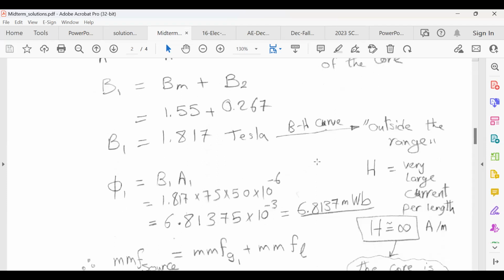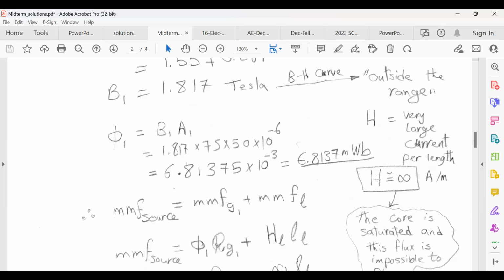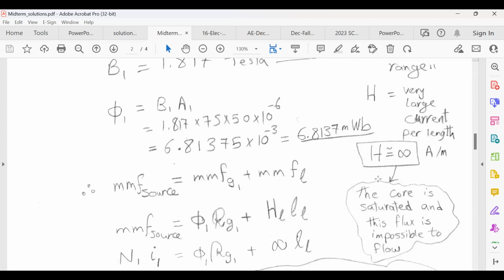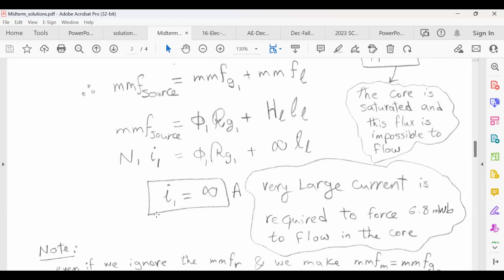Go to the B-H curve. This is something interesting. We found that when I use this value, it was outside the curve. It means you need an extremely large H, you can treat it as infinity. So the core will be saturated, and it's impossible for this flux to flow inside your core. For this reason, you would need a current of infinity.